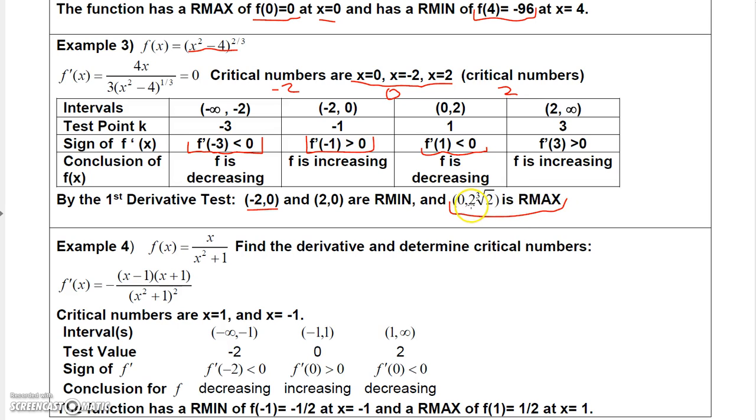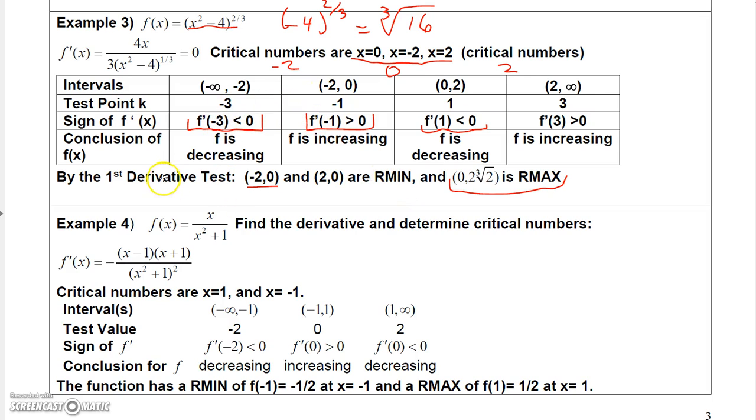Now, the way I got the y value, the 2 cube root of 2, I actually had to plug 0 in here. It's a little complicated, but it's not too terrible. If you plug 0 in here, you get -4 to the 2/3 power. So what that means is you're taking the cube root of -4 squared. So basically you're getting the cube root of 16. And then I just simplified that radical. The cube root of 8 is 2, so I can take the cube root of 8 out and get 2 times the cube root of 2. That's just some algebra. So those 3 points are your extrema. (-2, 0) and (2, 0) are relative min points, and (0, 2 cube root of 2) is a relative max point.